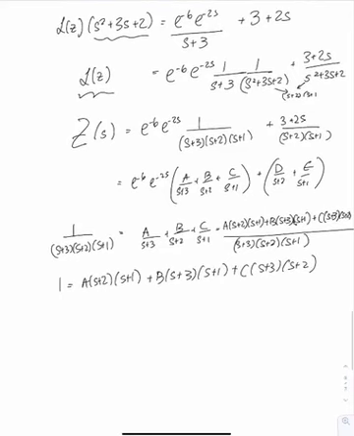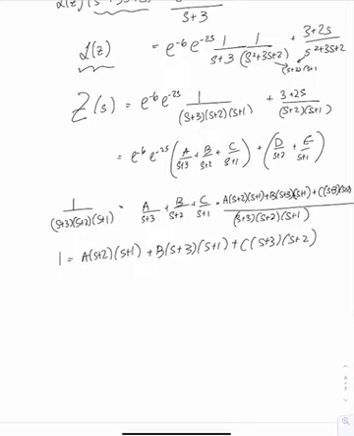Okay. And then you can plug in the roots of the linear terms one by one. So if you let s equals negative 3, what do we get? 1 equals a times minus 1 times minus 2 plus b times 0 plus c times 0. So that tells you that 2a is 1, so a is 1/2.